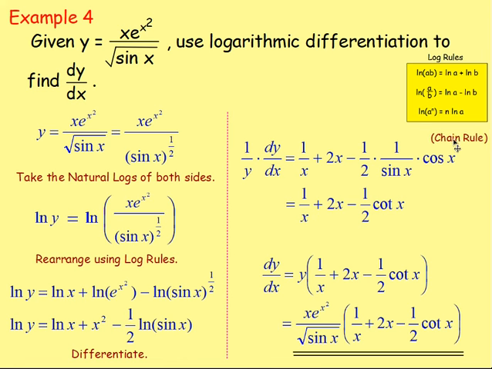But remember your chain rule. Multiply by the derivative of what's in the brackets. Differentiate sine x, you get cos x, so you'd multiply by that. And remember, cos over sine is equal to cot. You got it. To get dy by dx, multiply both sides by y.